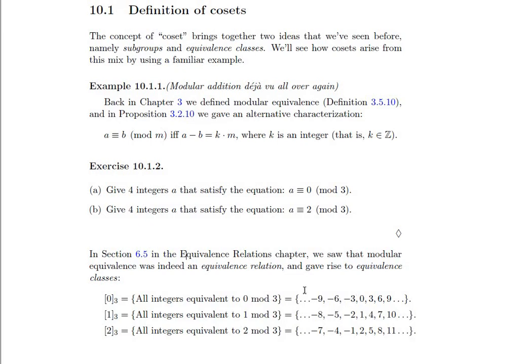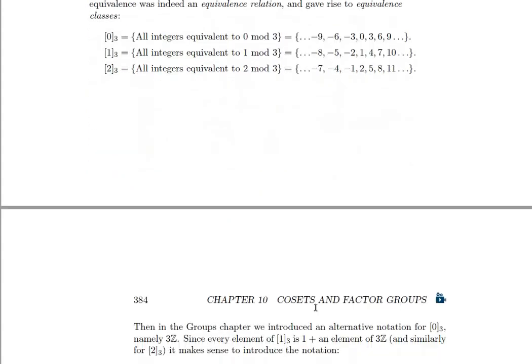Now notice something. This first set here is in fact a group under addition. It's closed under addition. If I add two multiples of 3, I still get a multiple of 3. But these other two are not groups. For instance, if I take 1 plus 4, that gives me 5, which is not in this set. So those two are not groups. But I do have one group here, which is a subgroup of my group of integers.